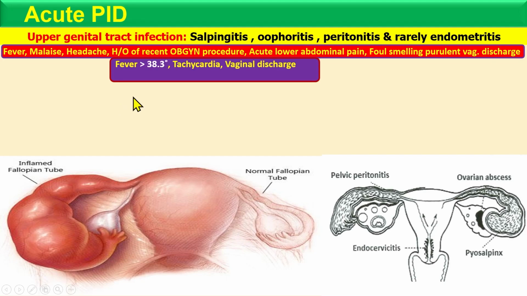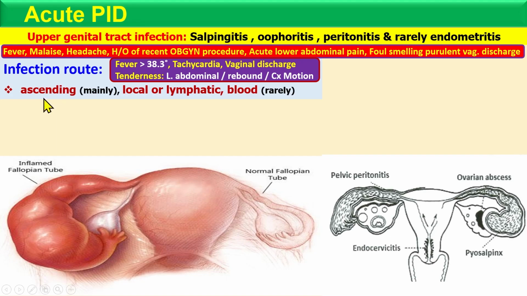And what signs do you see? You see fever, which is more than 38.3 Celsius, tachycardia, and there would be vaginal discharge. And you see tenderness, meaning when you touch this part, it causes pain. Especially if you press the lower abdomen and as you release, there will be rebound tenderness. When you put pressure over the lower abdomen and release your hand, it causes pain. And there is cervical motion tenderness, meaning when you touch or move the cervix, it causes pain. So these are the signs of acute PID.